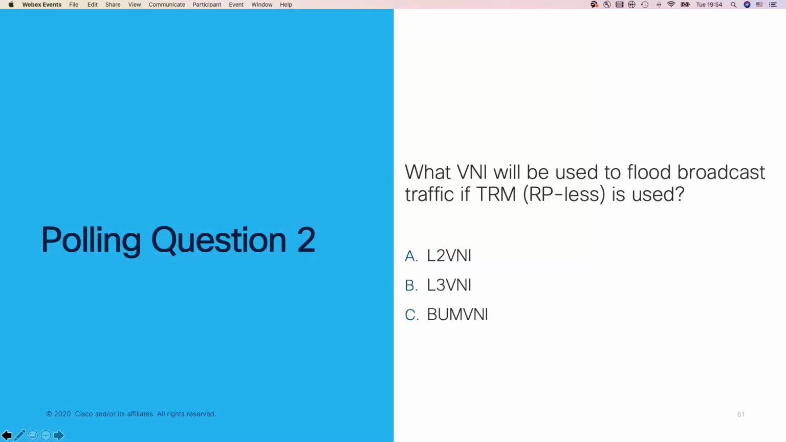For those of you who answered the BUM VNI, well, that was a good attempt, good try, I can tell you. But fortunately for all of us, we don't have such an entity as a BUM VNI. We really talk here about the L2 VNI, and here is why. In a normal case, BUM, which is broadcast, unknown unicast and multicast, is served by the layer 2 VNI. But when the TRM is in place, we do multicast with the L3 VNI only. The rest, like broadcast and unknown unicast, will still be using the layer 2 VNI tag. And effectively, that will be on a different underlay MDT.